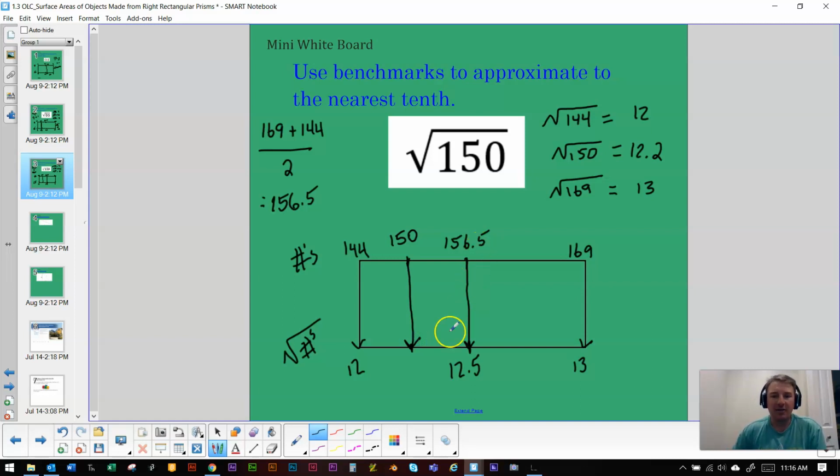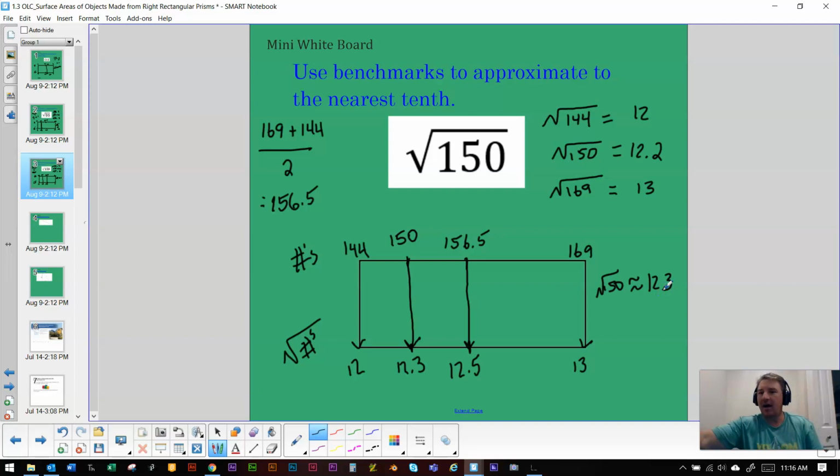So here's 150, and what's exactly halfway between 12 and 12.5? It's actually 12.25. But again, we only want to estimate to one decimal place, so instead of 12.25, I'm going to write 12.3. According to our benchmark, it's a little bit different than our quick method. We found out that the square root of 150 is about, remember that means about, 12.3.